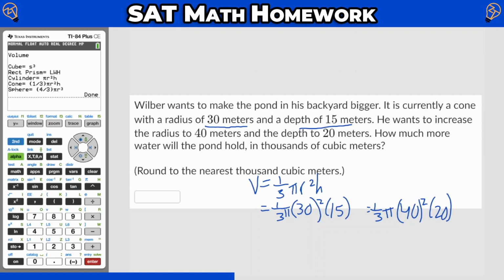Okay, excellent. So let's go ahead and find the volume in each of these scenarios. Volume of scenario 1, volume of scenario 2, and we know we're going to try to find the difference. So if we want, we could already go ahead and just type this in. 1/3, we'll go to second caret to activate the pi symbol. We'll do our 30 squared and then 15, and then we could go ahead and subtract.